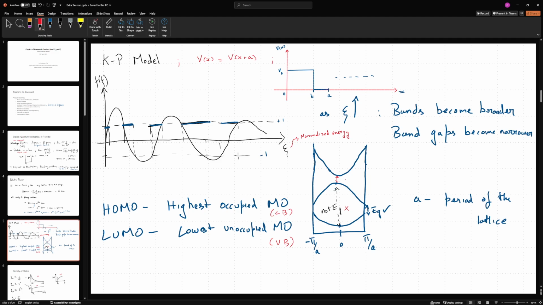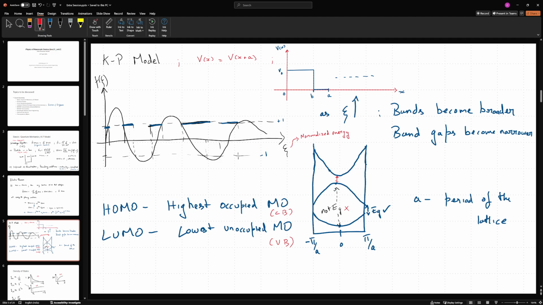What do I mean by bands become broader? More energy levels start getting allowed into the bands. So this curve is not too deep here, but in the next band you can see that this is a longer curve fit into the same length area. This is further longer. The curve above that will be longer, and so on and so forth. The reduced zone representation for a 1D lattice is always going to be from minus pi by a to pi by a. These are the k values. So this is essentially the reduced E-k relationship, and a is the period of this lattice.